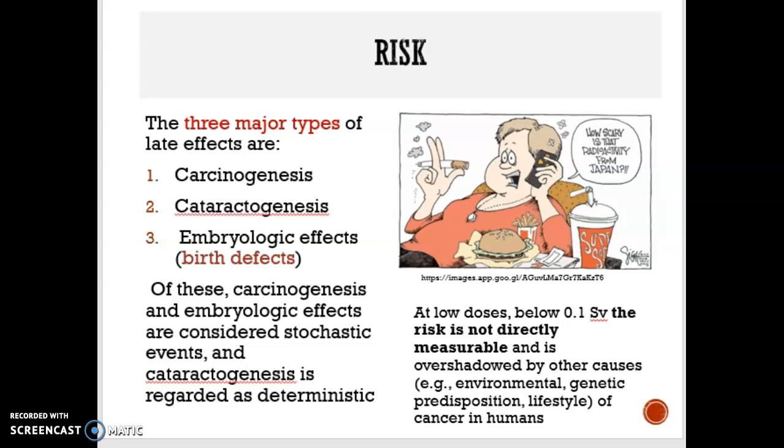At low doses below 0.1 sievert, which include groups such as occupationally exposed individuals and virtually all the patients we deal with in diagnostic radiology, the risk is not directly measurable in population studies. Either the risk is overshadowed by other causes like genetic predisposition, lifestyle factors, perhaps the person smokes, or environmental exposure where they live, or the risk is considered to be zero. So very often it is really hard to determine what has caused the effect.